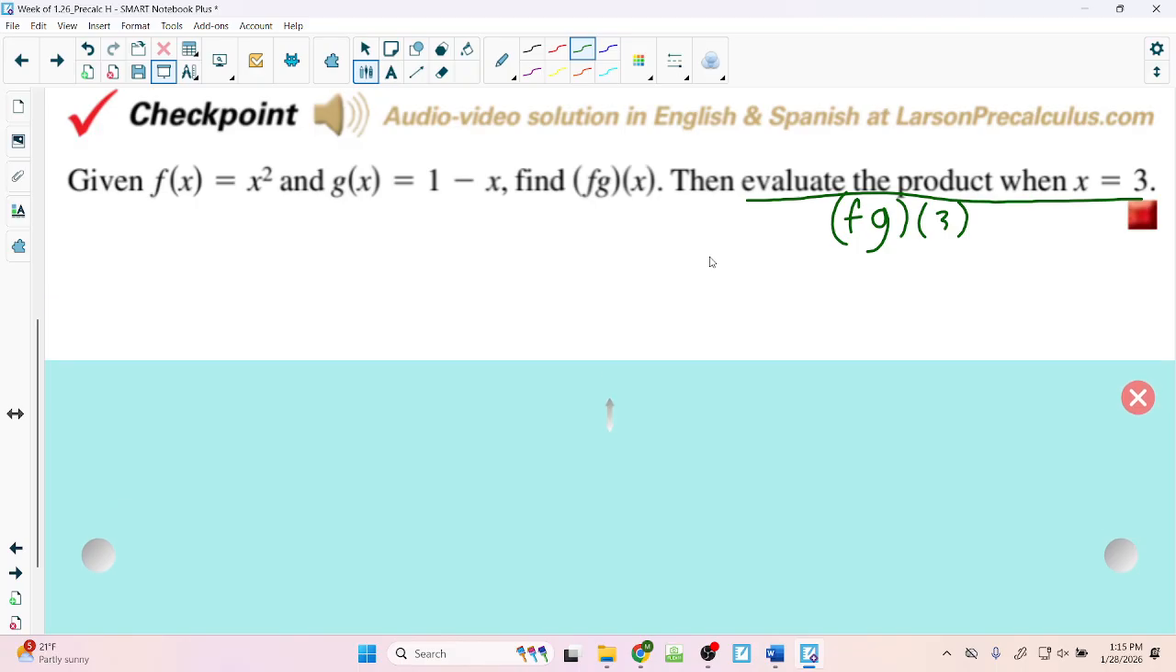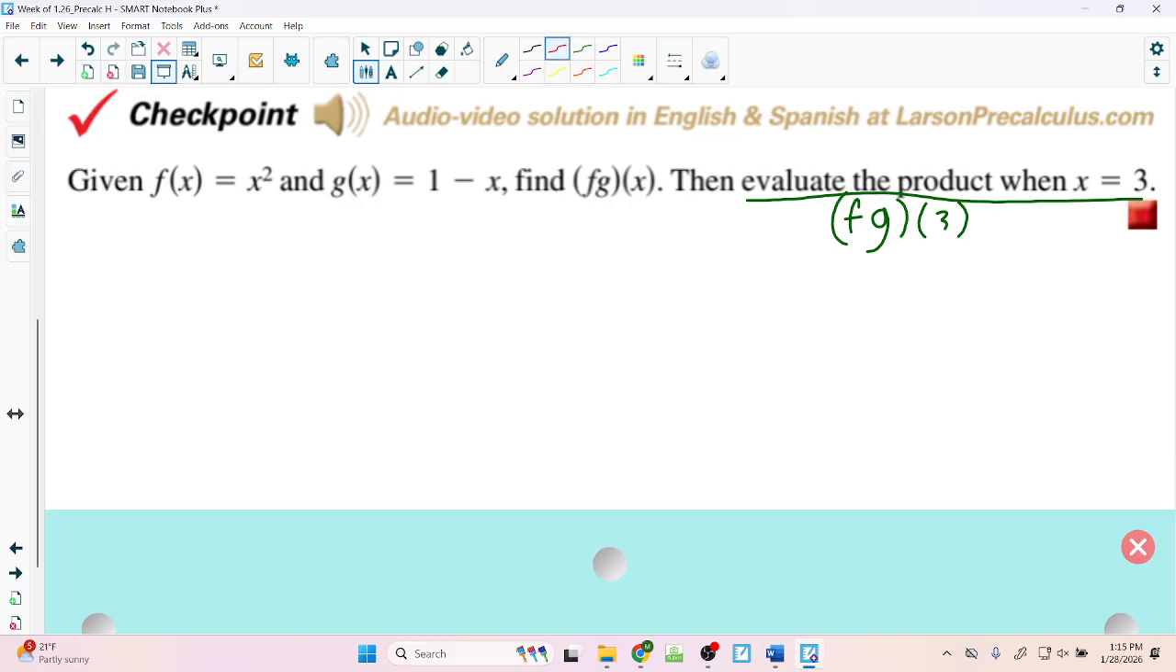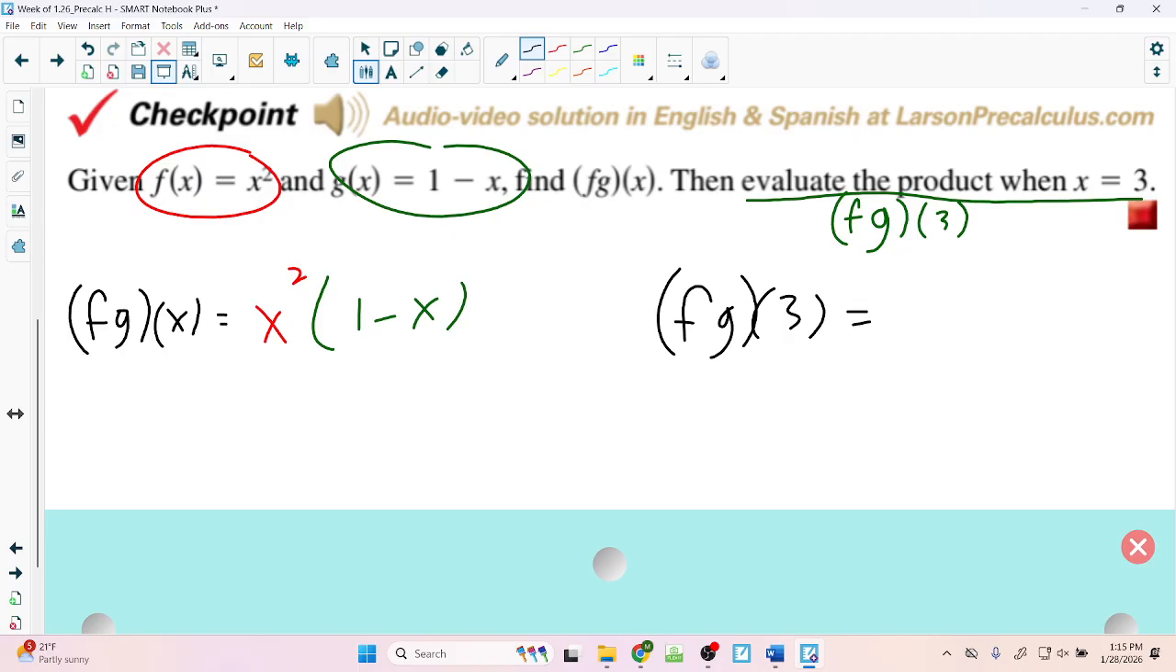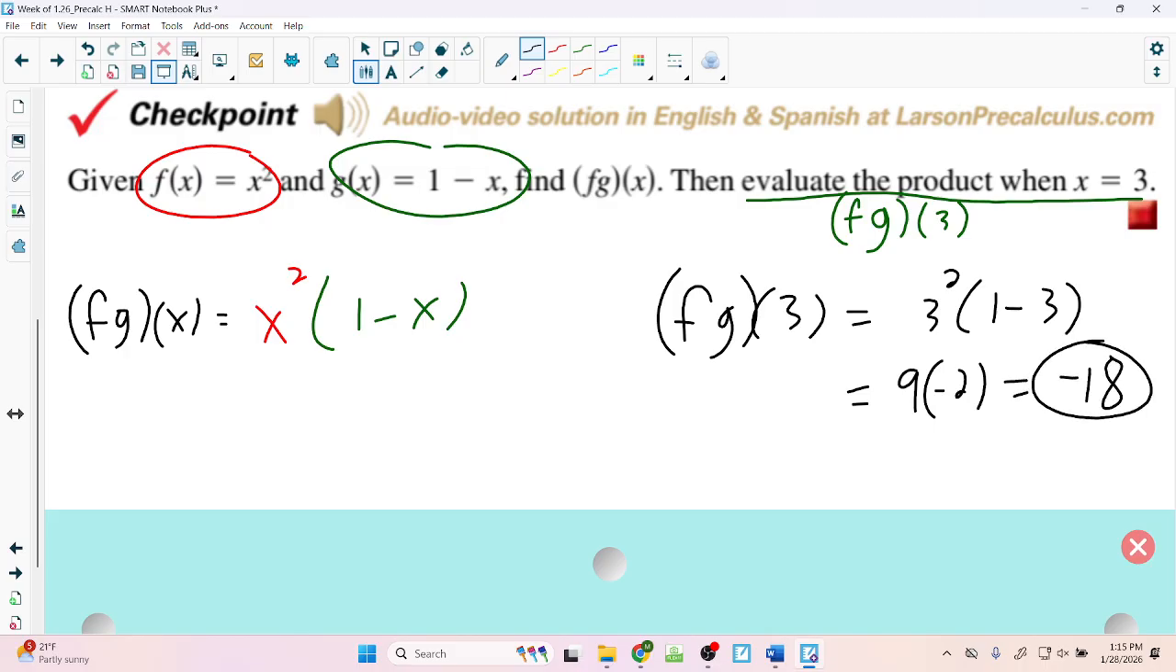What we'll do is take this and multiply it by this. That's going to be x squared times 1 minus x. That's f times g of x. That's step 1. You already found it. Then they're asking you to evaluate f times g of 3, so you plug in 3 to that. You're going to have 3 squared times 1 minus 3, which is 9 times negative 2, and you're going to have negative 18. That's it.